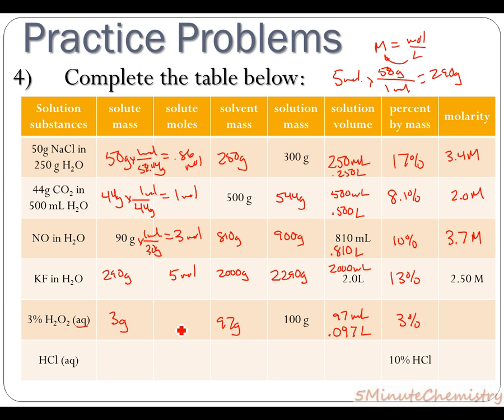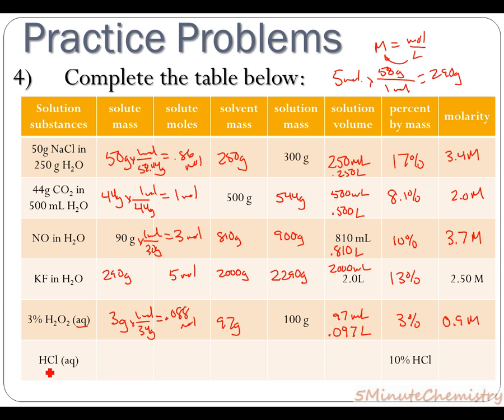Now, in order to find the moles of solute, we've got to consider the molar mass of H2O2. So oxygen being 16 times 2 is 32, plus 2 is 34. So I'll take my 3 grams, divide by 34 grams per mole, and this is going to give us 0.088 moles of peroxide, H2O2. Now, the last thing that I'm going to do is take the moles of peroxide, 0.088, divided by 0.097 liters, and this gives me a 0.9 molar solution.